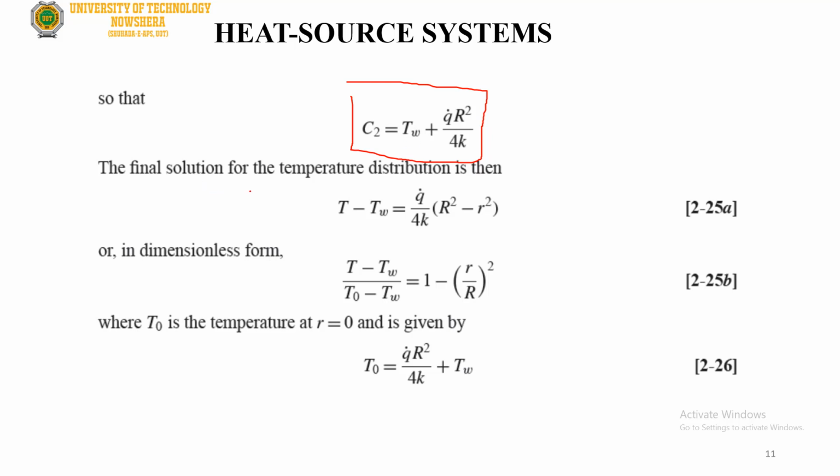Now the final solution for temperature distribution is given by this equation 2-25a in the book of J.P. Holman. How did we get this final solution for temperature distribution? We have used arbitrary constants C1 and C2, and putting the values of arbitrary constants C1 and C2 in our general solution, we get this equation.